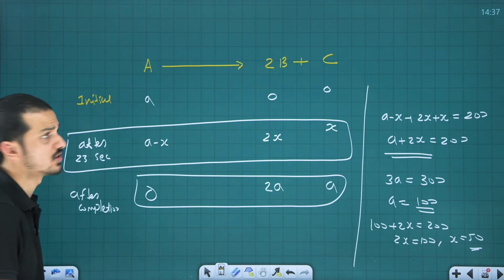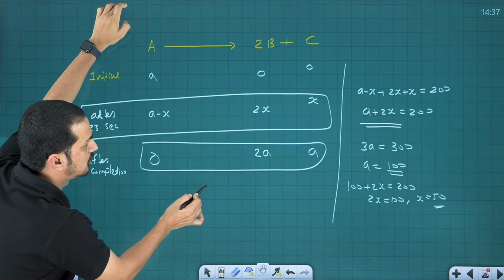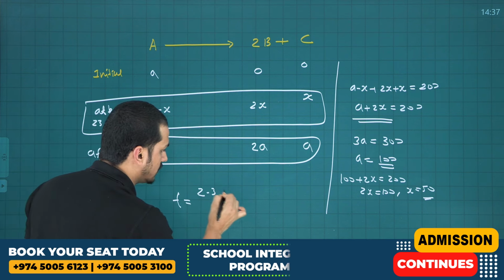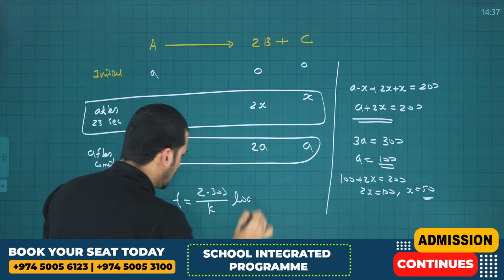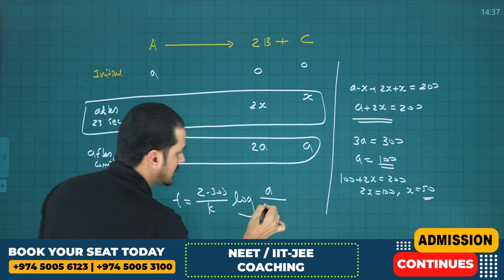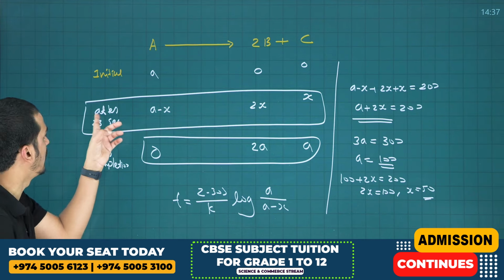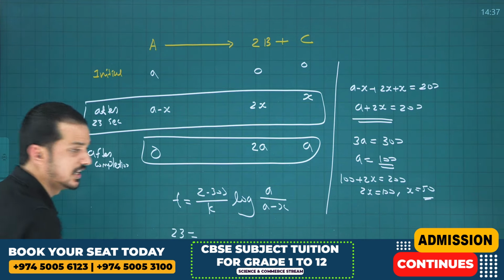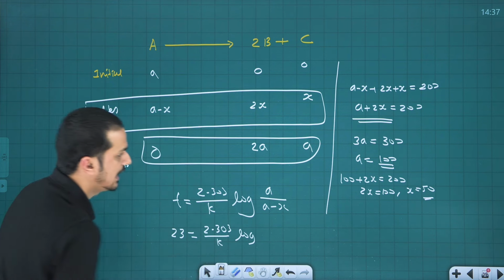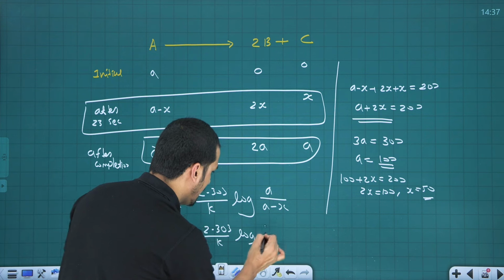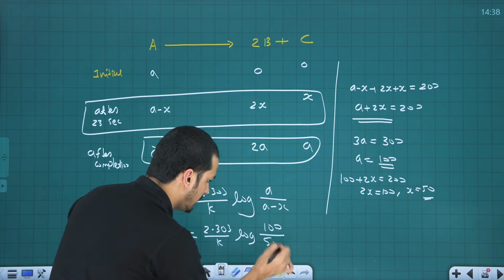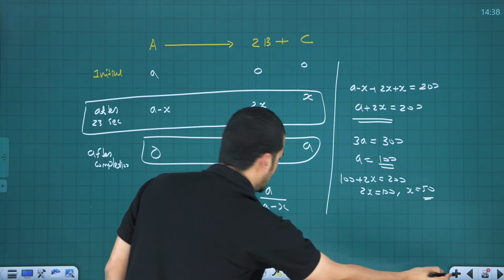So how can I find out the rate constant? The idea is simple. Time equals 2.303 by K logarithm of initial, which is A, divided by final, which I am taking as A minus X. For that, how much time is required? 23 seconds is required. So 23 equals 2.303 by K logarithm of A value, how much? A value is 100. A minus X, how much? 100 minus 50, that is also 50. So I can solve this one.